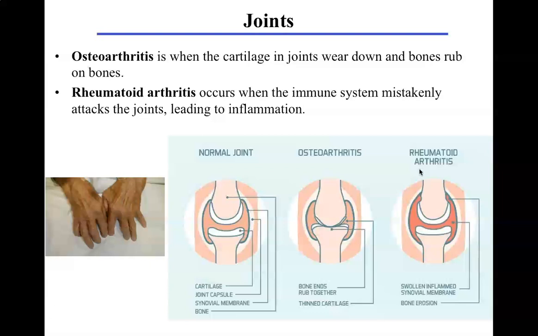Another type of arthritis is rheumatoid arthritis, and this is when your immune system gets confused and for some reason it attacks your joints and it inflames your joints and leads to swelling of the joints, and it's pretty painful as well.